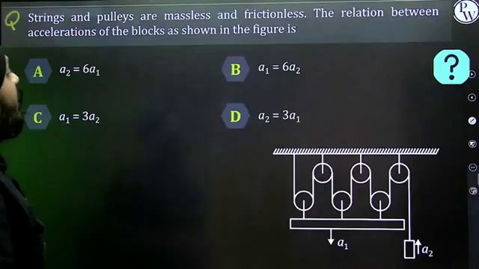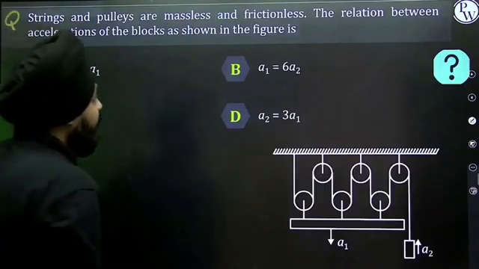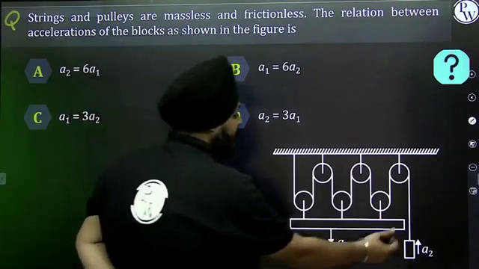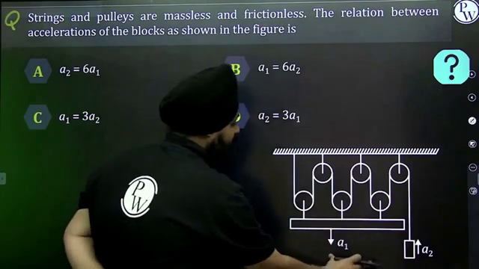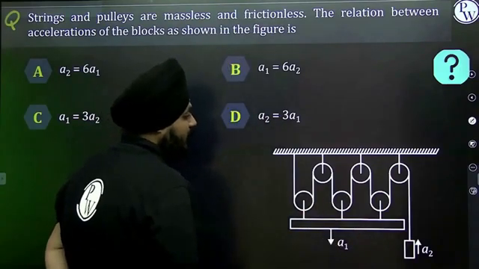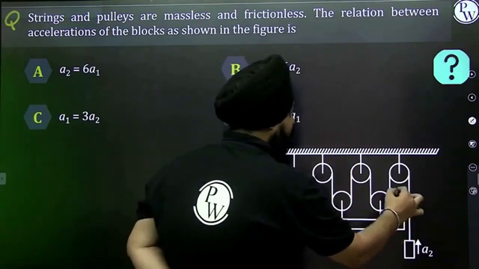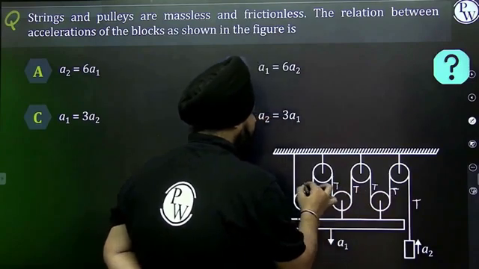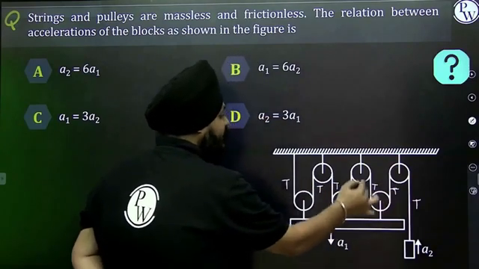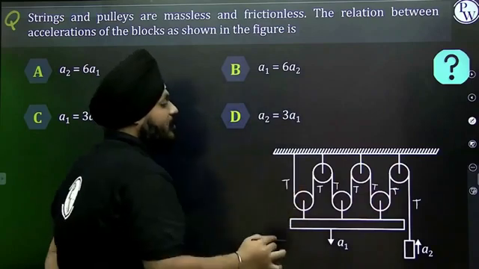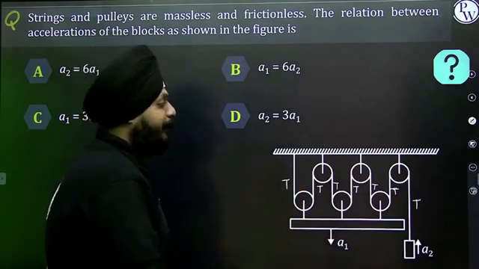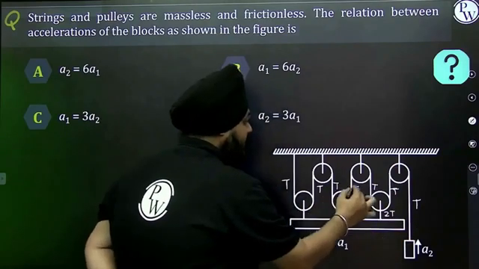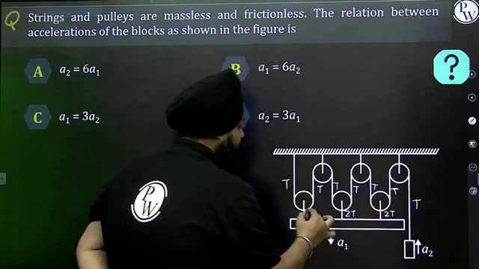Now the same thing we are going to use for this kind of complicated equations. Very simple, direct constraint relation. This is A2 and this is A1. In this, A1 is moving in the downward direction. Suppose this tension is T, this will be T, right? Because all strings are the same and they are massless, the tension at each point of the string will be equal. So if this is T, this will be 2T.